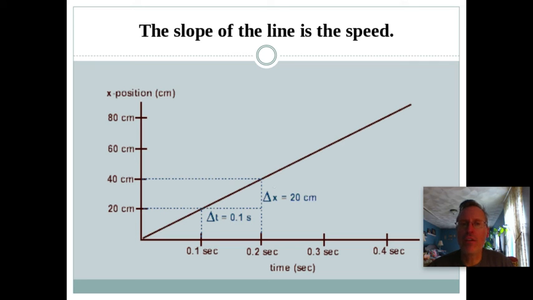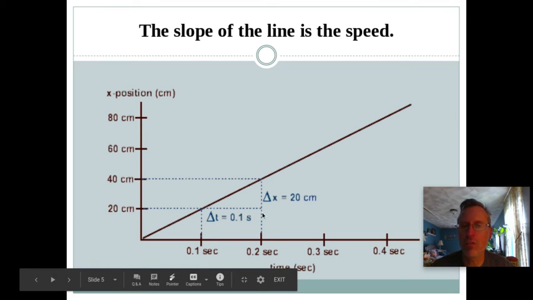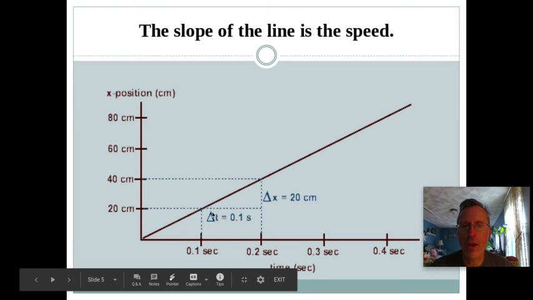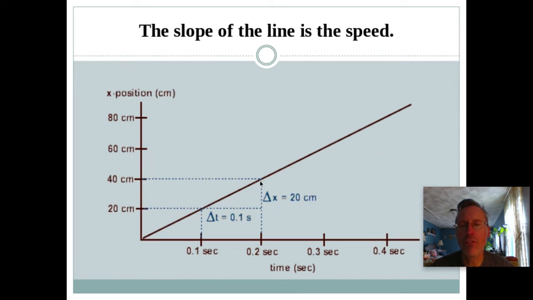Your math teacher taught you that slope is rise over run. So if you take the slope of a line on a distance versus time graph and you calculate that slope, that will actually tell you how fast you're going. So look at these two points right here, between 0.1 seconds and 0.2 seconds. At 0.1 seconds, you were at 20 centimeters. At 0.2 seconds, you had moved to 40 centimeters. So you have a rise of 20 centimeters in a time of 0.1 seconds.